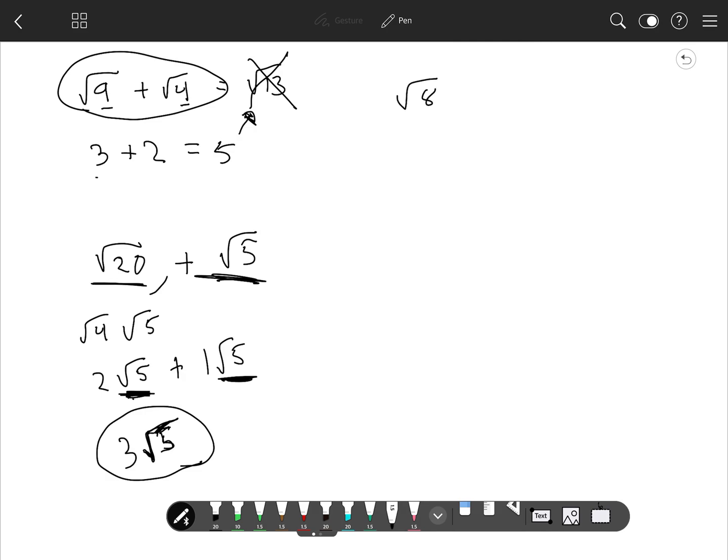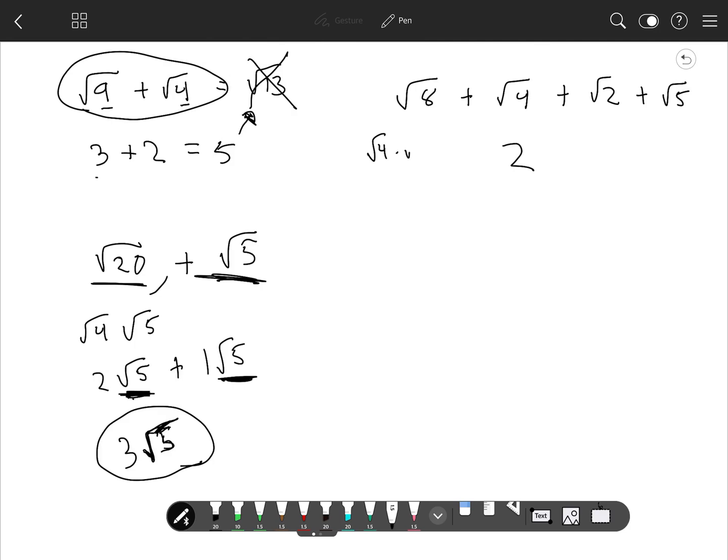Let's look at another one. Let's go square root 8 plus square root 4 plus square root 2 plus square root 5. Oh, this is crazy. Okay. Let's see here. First of all, any perfect squares in there? Oh yeah, square root 4 is just 2. That's nice.